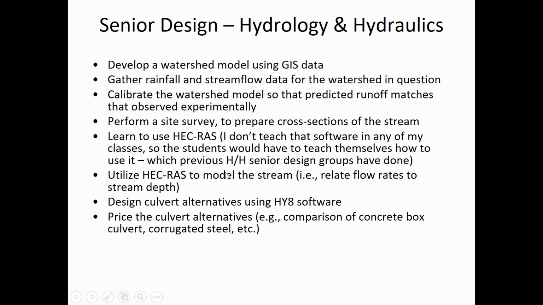So then you'll use HEC-RAS to model the stream, tying it together with the hydrologic model. We want to know for a certain rainfall what's the runoff, and then what is the depth, because in the end you're going to be designing culvert alternatives, looking at concrete box culvert, looking at corrugated metal, putting together some cost estimates of different alternatives, and then selecting the most economical of those alternatives to be hypothetically built in the location.